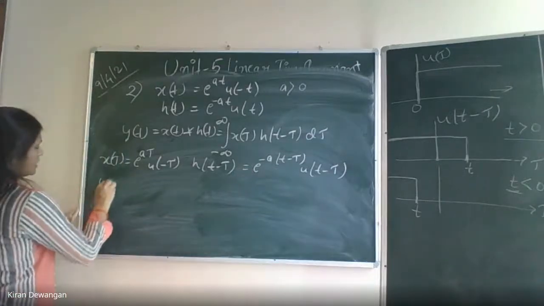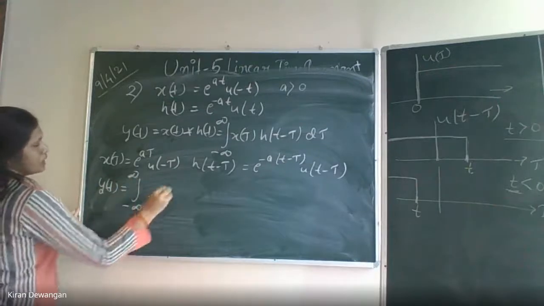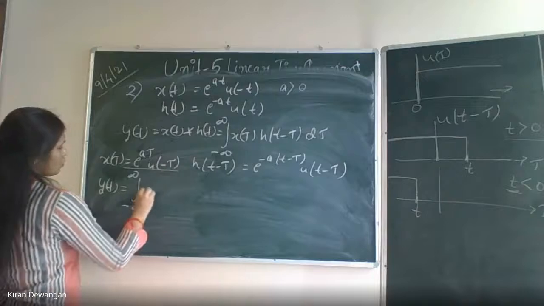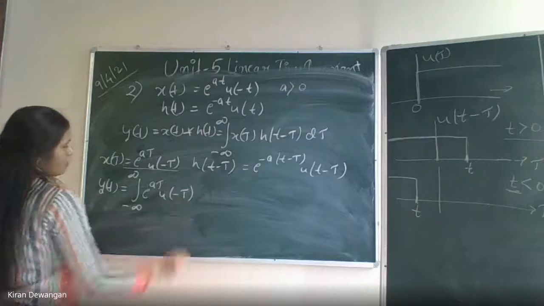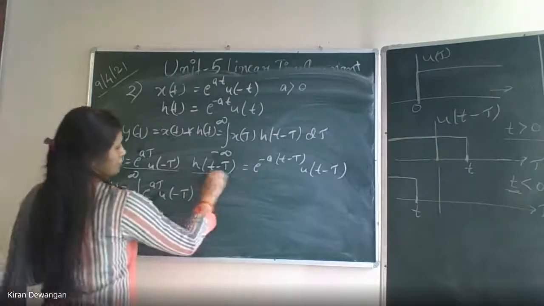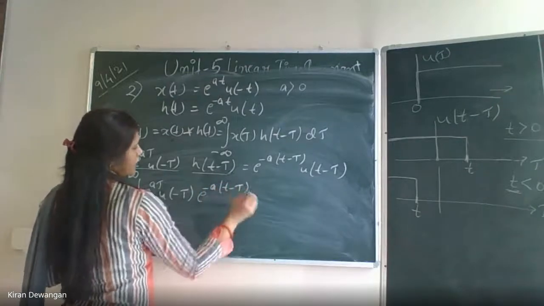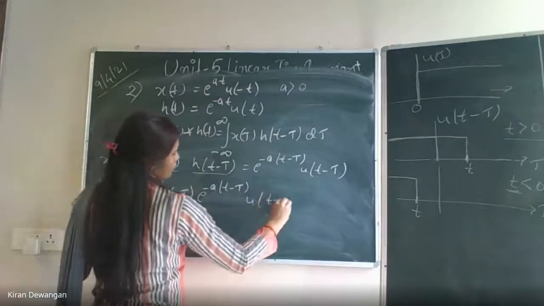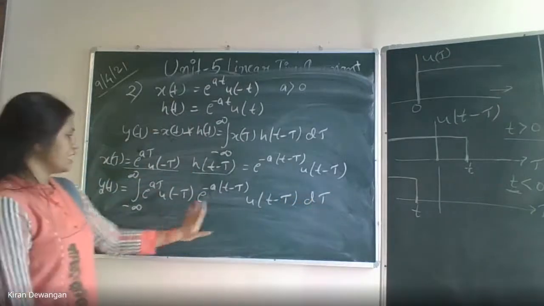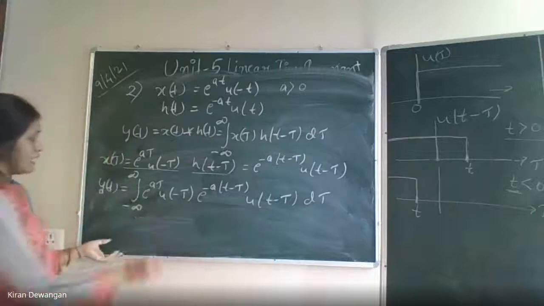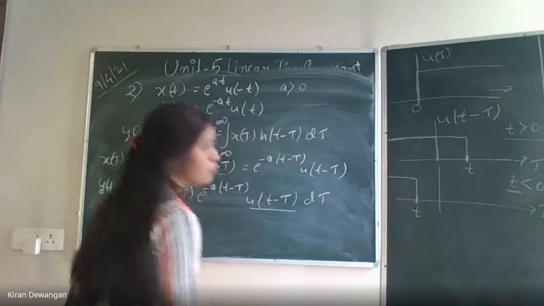Now when applying the formula, this will be minus infinity to infinity, x of tau e to the power a tau u of minus tau, then h of t minus tau, e to the power minus a (t minus tau) u of t minus tau d tau. ठीक है, now what is the range by taking this one and this one in consideration? अब मुझे आप range बताओगे.